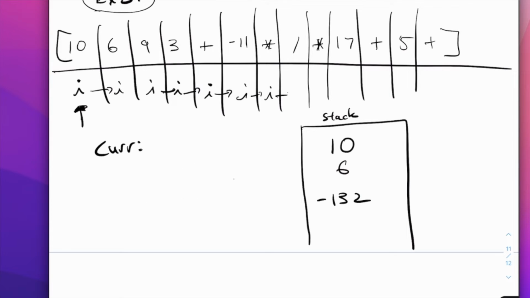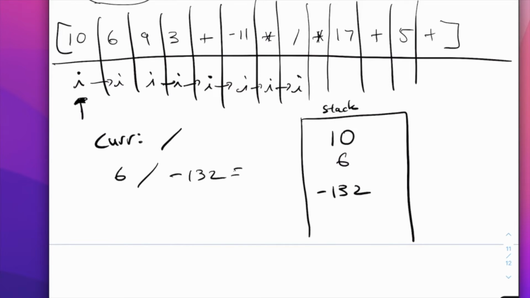And then we move on to here. i is now at division. So we're at division, so then we say 6 divided by -132, and I had to look up how the programming language does this. This just equals 0. So then i moves to here. We remove this from the stack. We add 0 here.